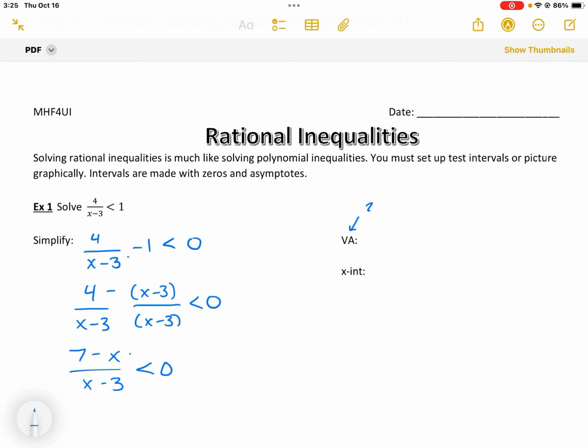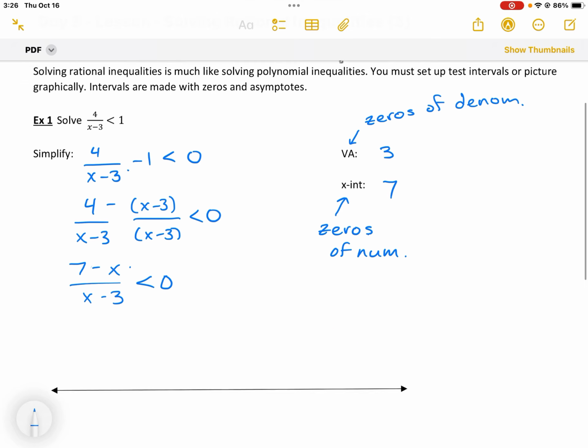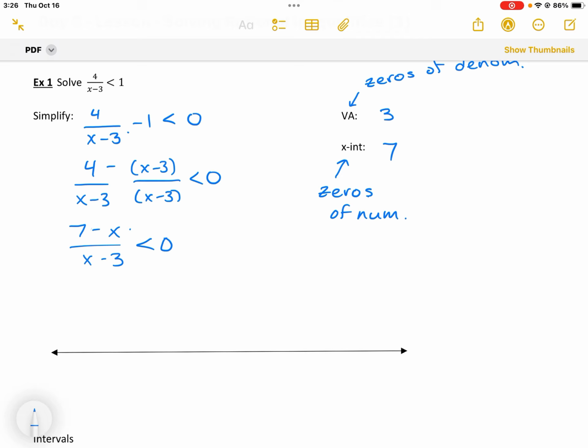So to get my vertical asymptote, I'm going to look at the zeros of the denominator, which are just 3. And then I'm going to look at the zeros of my numerator for the x-intercept, and that is 7. So those are the only two spots that my function can change signs. So on my number line down here, I'm going to put on x equals 3, and I'm going to put on x equals 7. That splits my x line into 3 separate sections that I have to test.